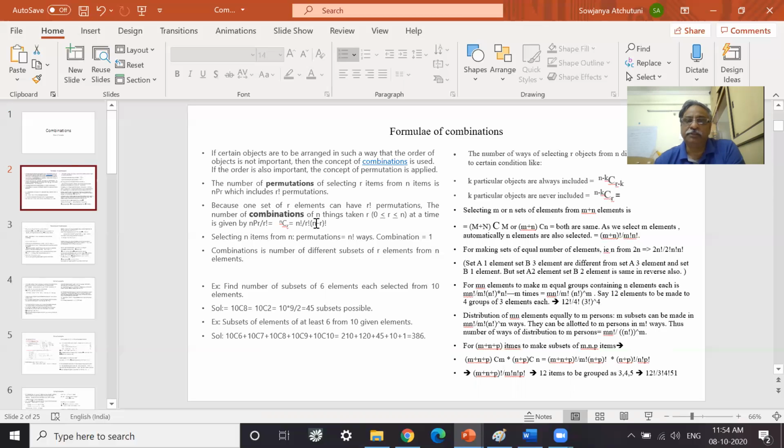Suppose I want to select n items, total items. Instead of r, all n items I have to select. Then we know permutation is n factorial. I can arrange n items in n factorial ways, but combination is only one. Because all n items, once I group together, it is only one way I can group them. No item is left over, no additional item is added. So combination is one.